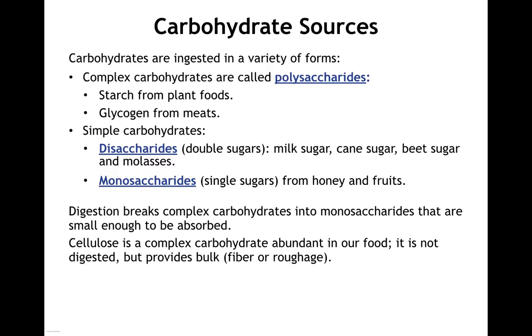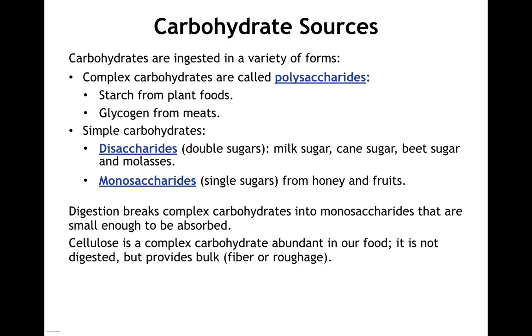Sources of carbohydrates can come into the body in the form of polysaccharides, which are complex. They are the starches we find from plant foods or glycogen we get from meat, or they can come in as simple carbohydrates. Disaccharides, those are double sugars, and those are our common table sugars, common food sugars like milk sugar, lactose, cane sugar, sucrose, beet sugar, molasses. Or they can be simple sugars or monosaccharides like we find in honey and fruit.